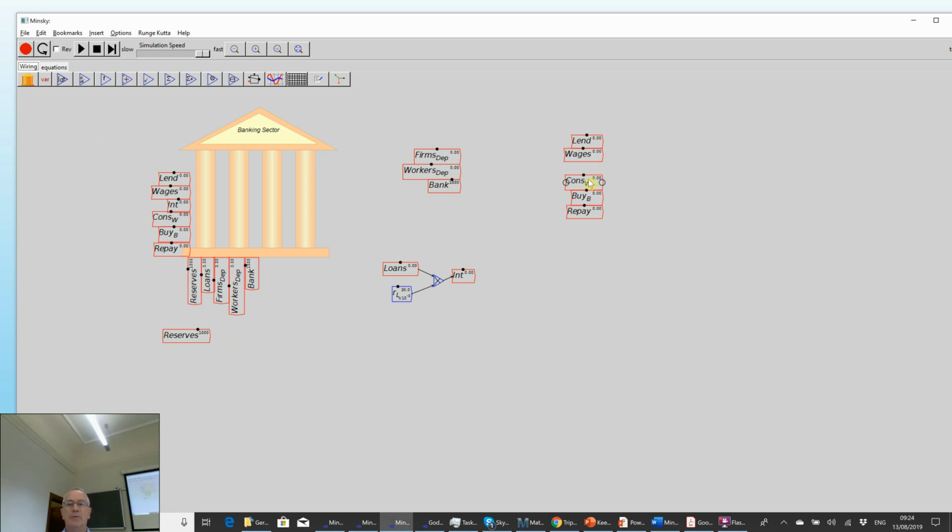And I'll take one of the simpler ones, consumption by workers. I would base consumption. You could base consumption by workers on wages.